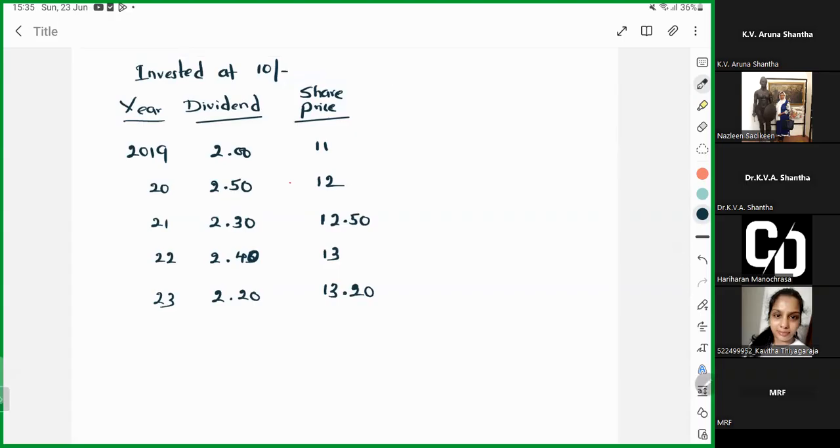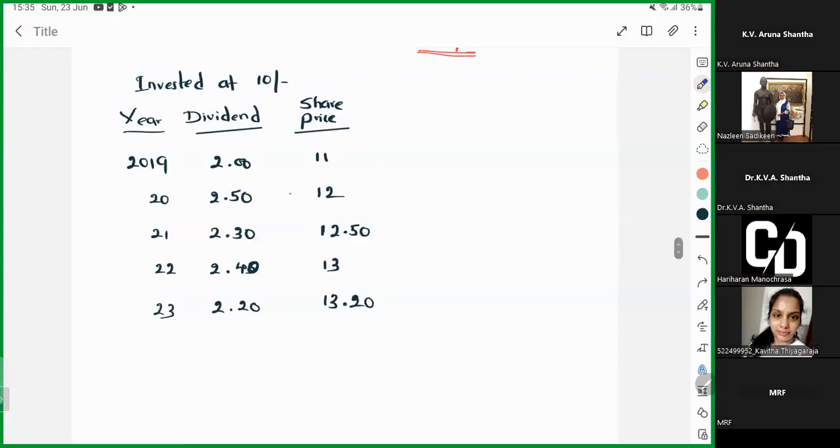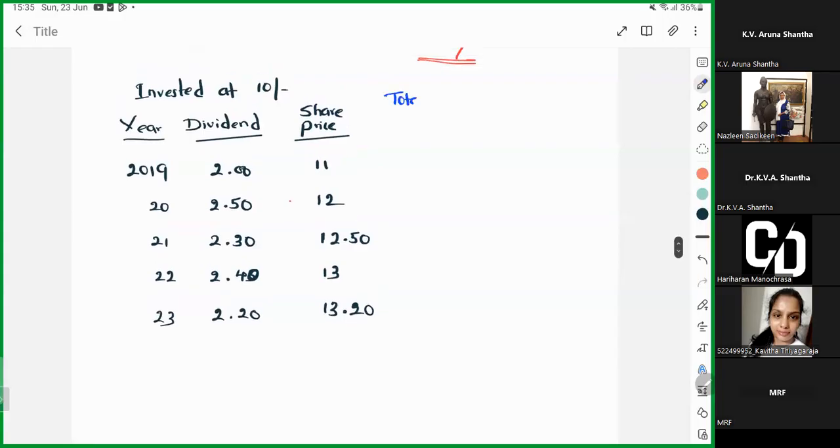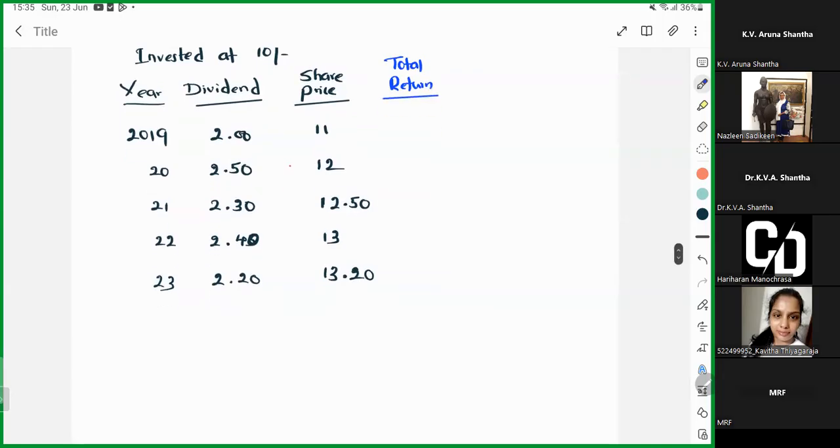Calculate your total return for each of the last 5 years. First year, 3. How do you get 3? Dividend 2 plus capital gain. You invested at 10, but at the end of the first year it's 11. If you sold the shares at the end of the first year, your capital gain would be 1. So dividend 2, capital gain 1, total return 3.